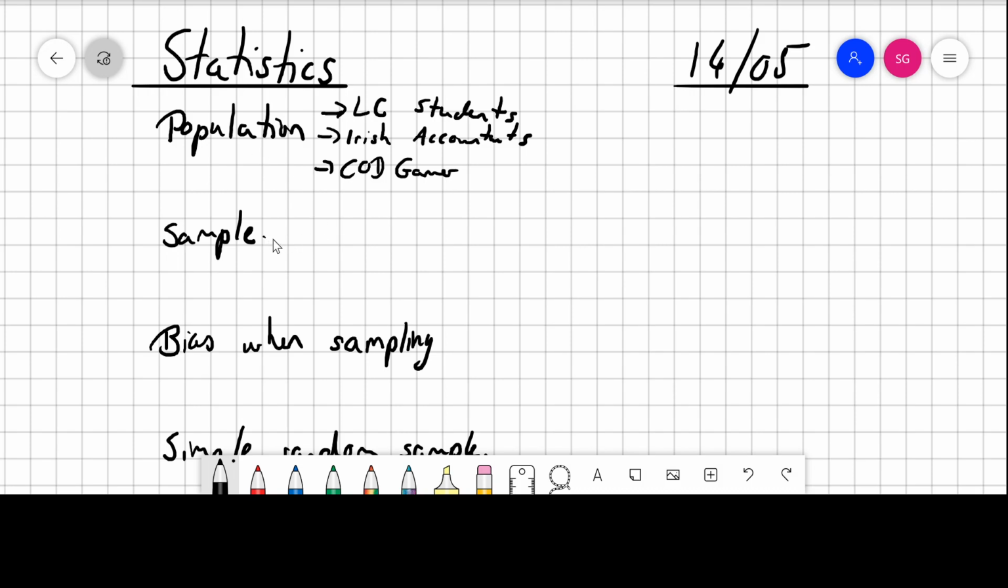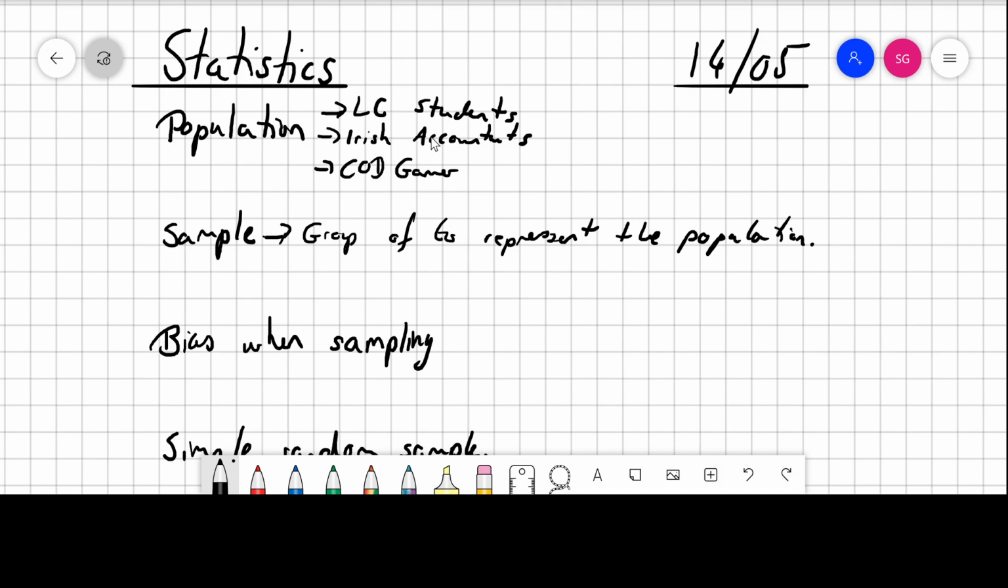A sample is a group of people to represent the population. So needless to say, I'm not going to ask every single Leaving Cert student in the country about the current situation. Instead, I'm going to take a random sample. I'm going to get a representative sample of these Leaving Cert students and ask them.